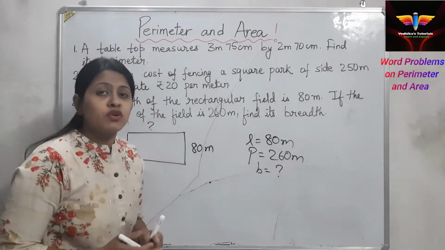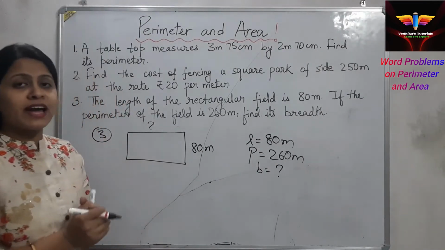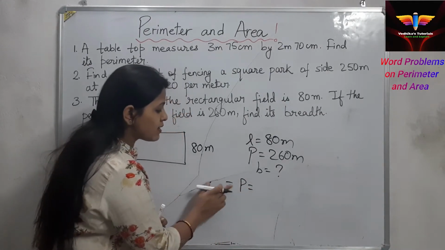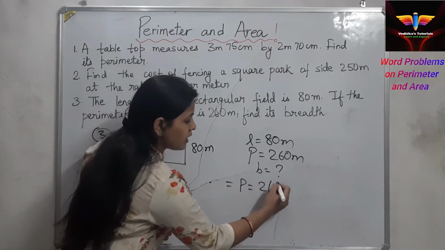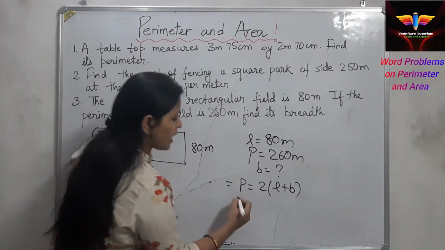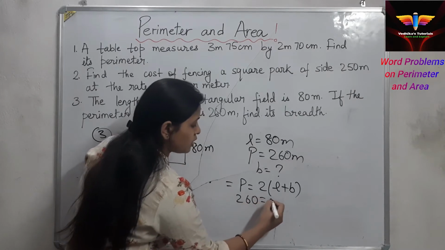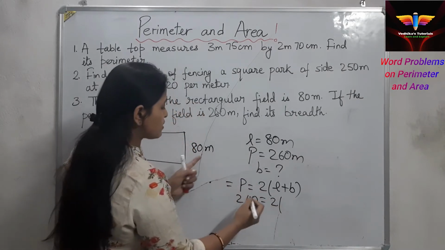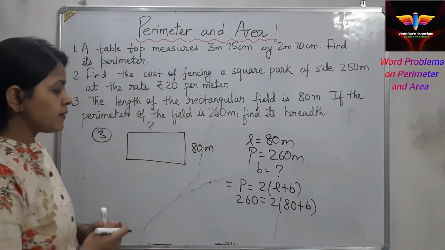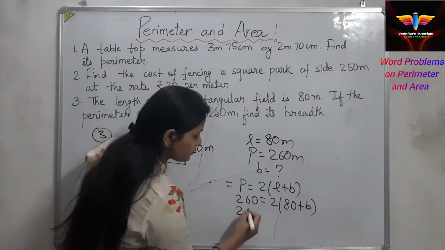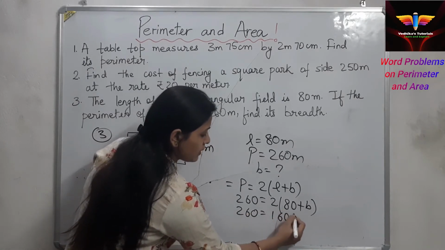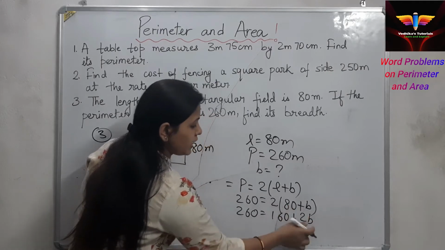Most of the children get confused about how to find the breadth. No issue if you know the formula. The formula is perimeter is equal to 2 times length plus breadth. So in place of perimeter we write 260 is equal to 2 times, length is 80, plus B. Now 260 is equal to 2 into 80, 160, plus 2B, 2 into B, 2B.